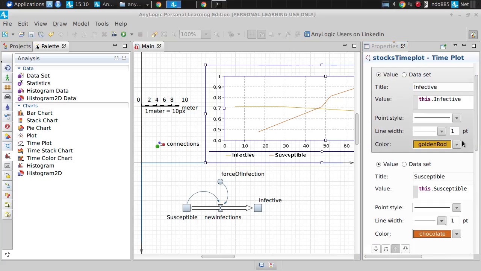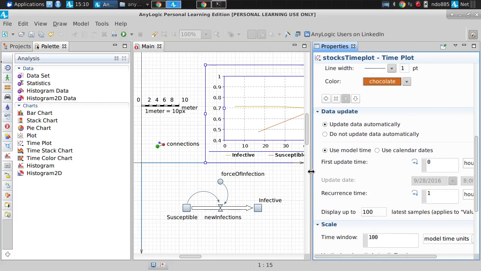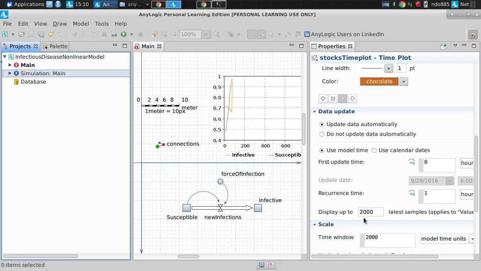And now we need to go frob some settings below. So we set up to use values. We do want it to update data automatically. We'll have it do every hour. But we want to display up to the latest 2,000 samples. And the time window will correspondingly be 2,000 time units. Okay? So that's just for the time plot. How many data points does it have in it, and over what time frame?